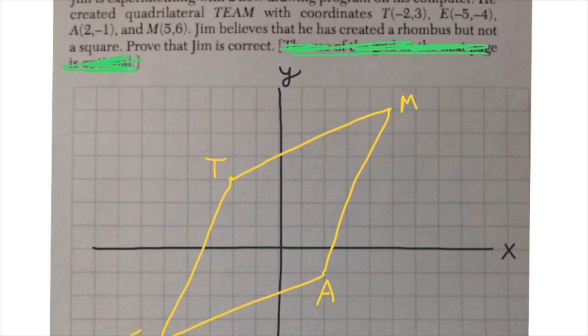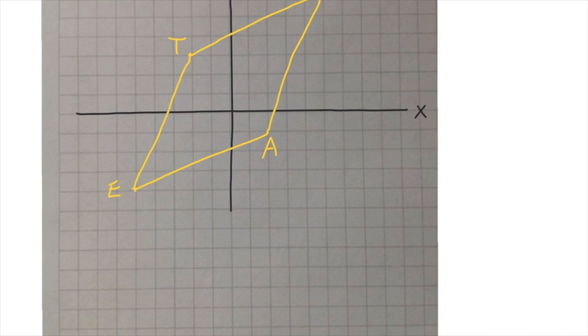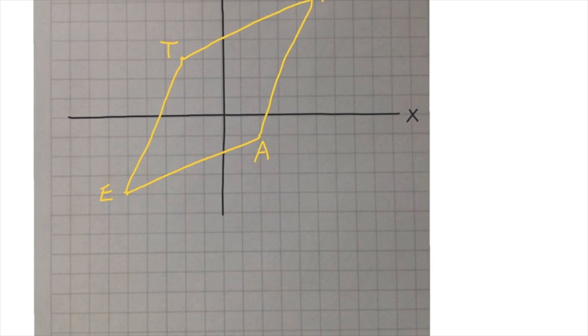Very simply here, Jim thinks he has a rhombus. Does this look like a rhombus? Well, what does a rhombus have? A rhombus has 4 equal sides. So we can write that down ahead of time. A rhombus has 4 equal sides.